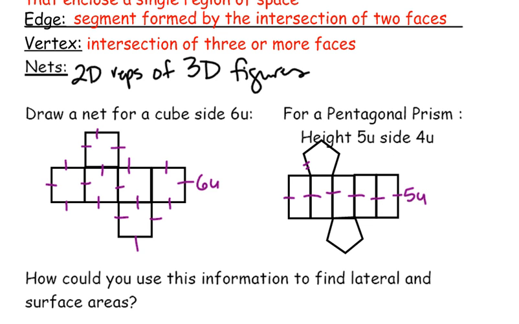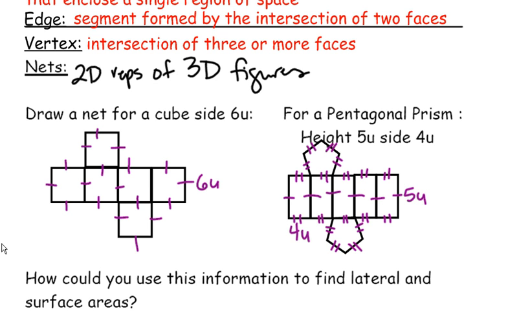So these guys right here, these are regular pentagons, and they are all going to be 4 units. I get a lot of those, so we have to mark them all. If, when I ask you to draw nets, you do not show congruency markings and you do not label them with the correct measures, you will not get the points.